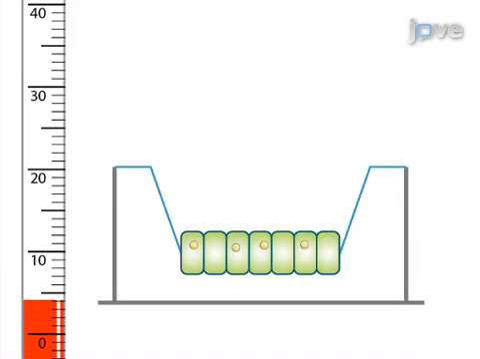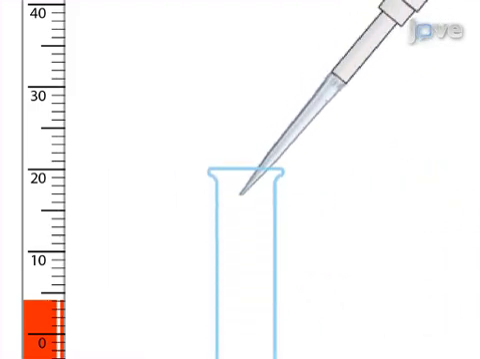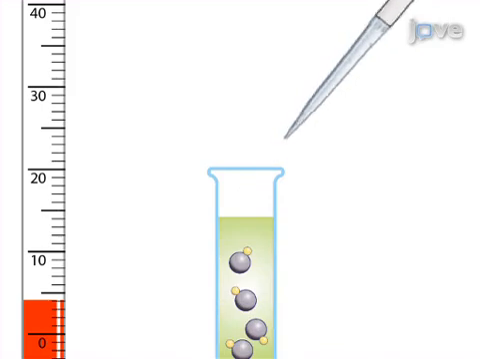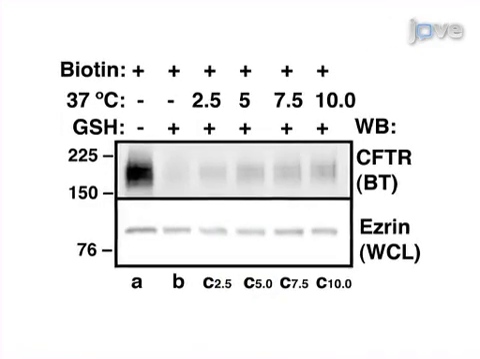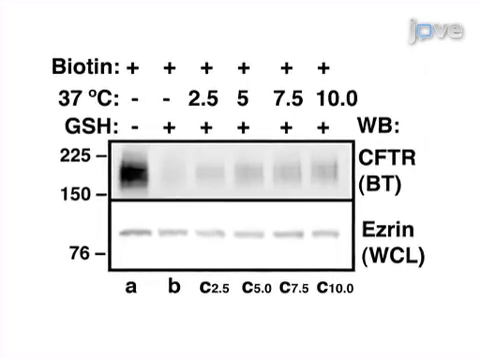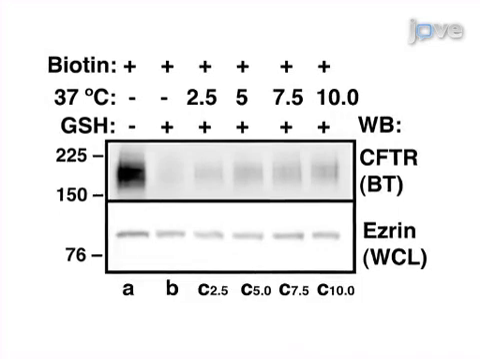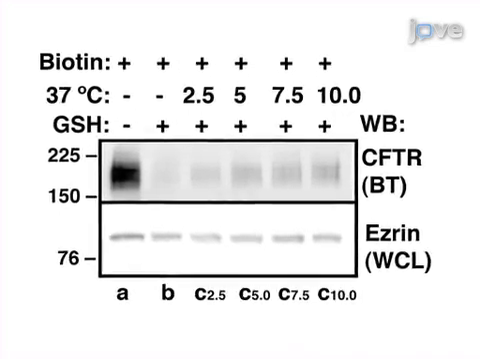The final step is to lyse the cells and incubate the lysates with streptavidin beads to isolate the biotinylated proteins. Ultimately, the biotinylated proteins are eluted from beads and separated on a protein gel, and the protein of interest is detected by immunoblotting followed by densitometry to quantify its endocytosis and recycling.